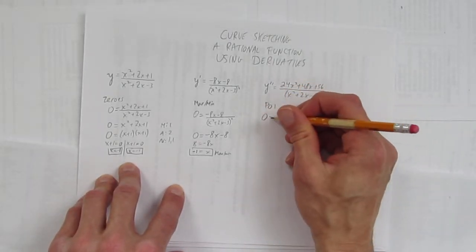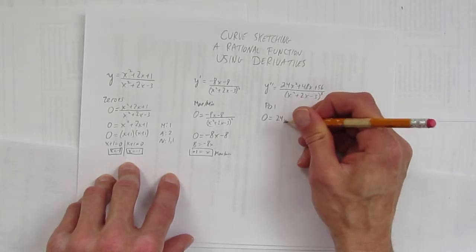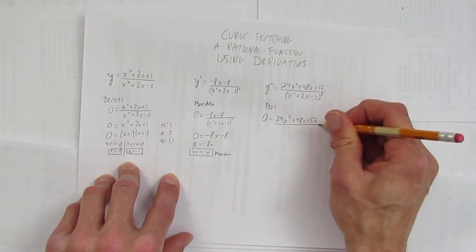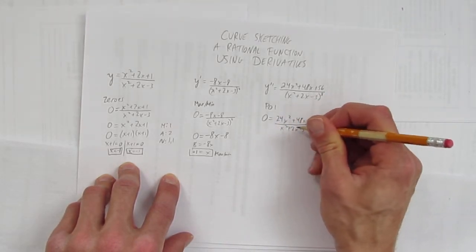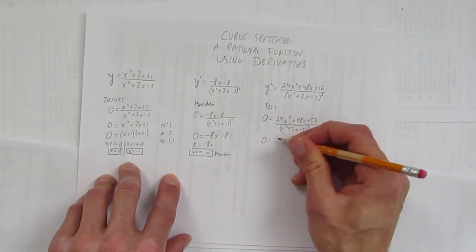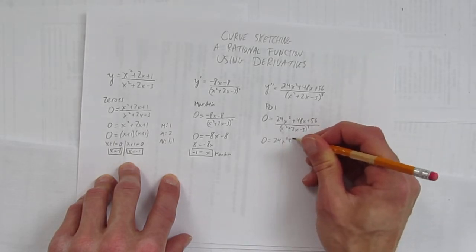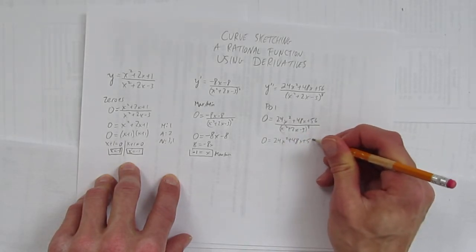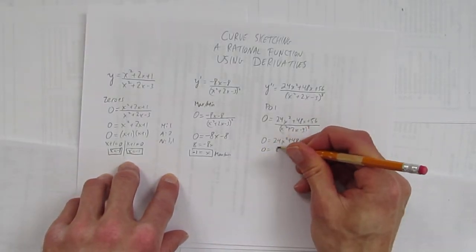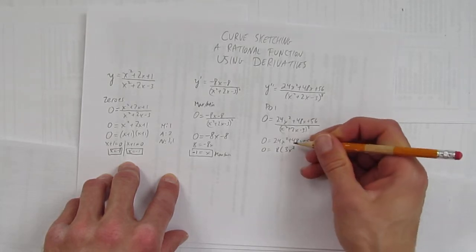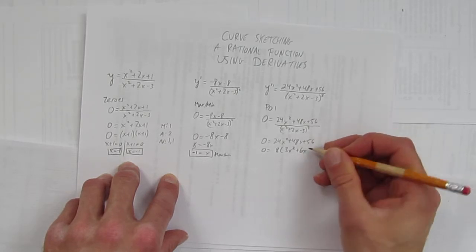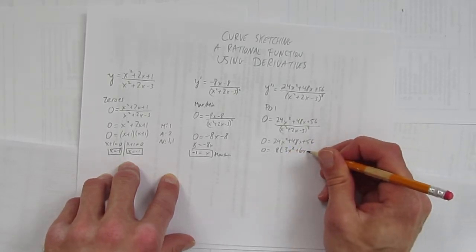Our points of inflection occur where the second derivative, 24x squared plus 48x plus 56, all over x squared plus 2x minus 3 cubed, equals 0. Well, again, multiply the denominator by both sides, and you get 24x squared plus 48x plus 56. And now we can common factor. 0 equals, and 8 comes out of that, and we get 3x squared. What's 48 divided by 8? Feel free to use your calculator, won't judge. You get 6. 56 divided by 8 is 7.